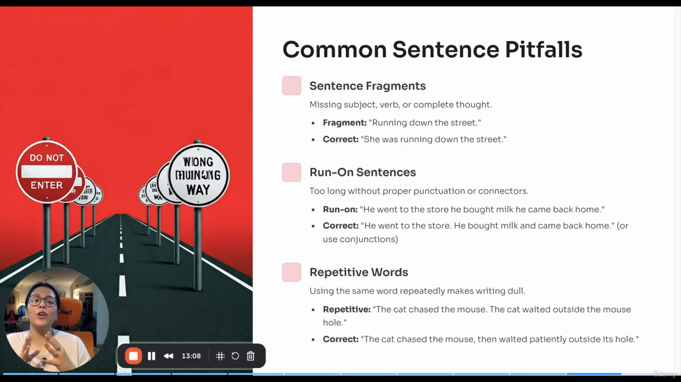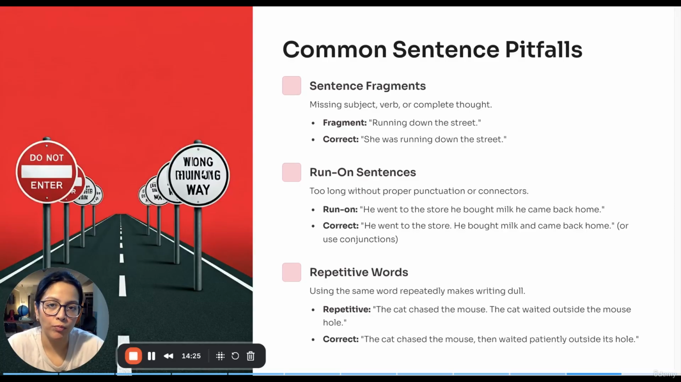Next would be run-on sentences. This is a very common mistake that children commit during their examinations or when they're writing in their notebooks, that the sentences are either too long or they do not have proper punctuation. Punctuation can make a lot of difference. Punctuation provides pauses to your writing or to your speech, which is important to impart clarity to your reader or to your listener. Look at this example.